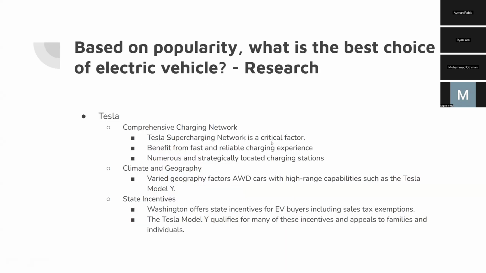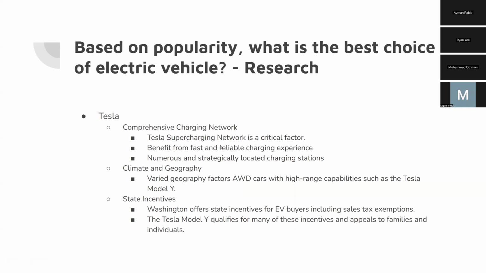And we wanted to back this up by research. So I guess there are several reasons as to why Tesla is the most popular choice. The first is that they have a very comprehensive charging network. They have extremely fast supercharging, and users can benefit from fast and reliable charging experiences, which are placed very strategically, specifically along I-5, which goes north to south in Washington.